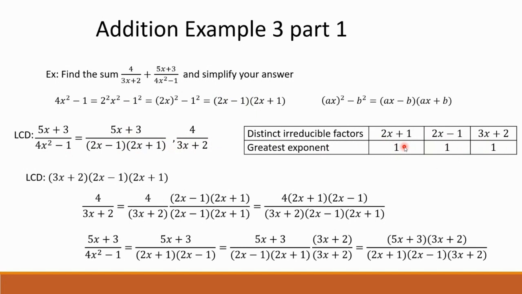Because they're just 1, we can easily get the LCD. It's just the product: 3x plus 2 to the first times 2x minus 1 to the first times 2x plus 1 to the first. And so we have our LCD. Are there any questions so far? If you have a question, please ask. I really want to make sure everyone understands this.